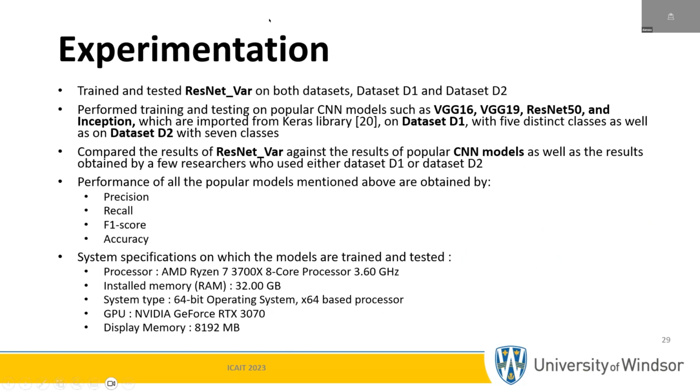Okay, so we do our experiments on both data sets D1 and D2, and we also compare with other popular deep learning architectures that have been used. So as you can see here, when we do the comparison, we measure precision, recall, F1 score, and accuracy, just very typical for many machine learning tasks. Then we show the specification of the little laptop we have in terms of hardware.